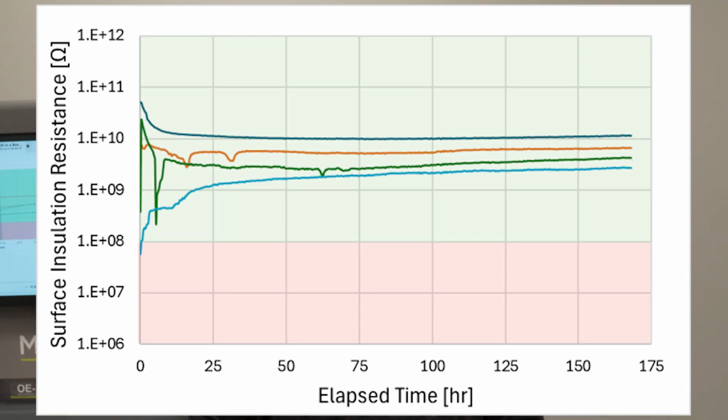And this is where traditional testing falls short. ICT and electrical tests are snapshot measurements. They capture performance at a single point in time, but latent failures are about time-dependent behavior. This is exactly why surface insulation resistance is so important. SIR is not trying to answer, does it work right now? It's designed to answer, how does the system behave under stress over time?